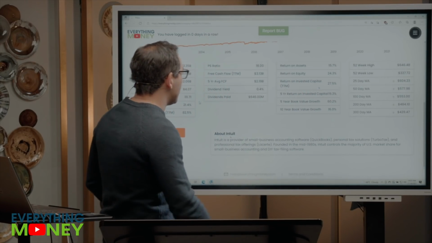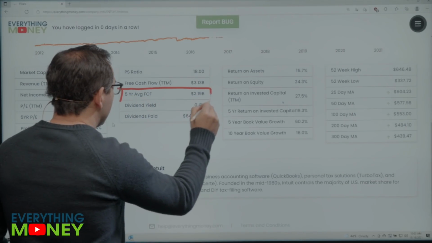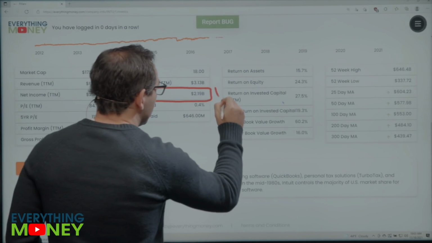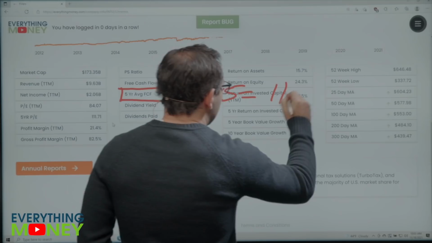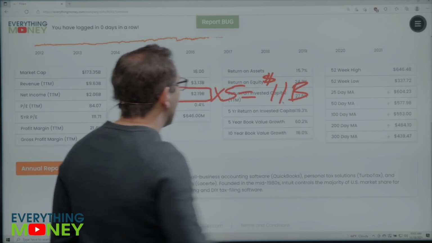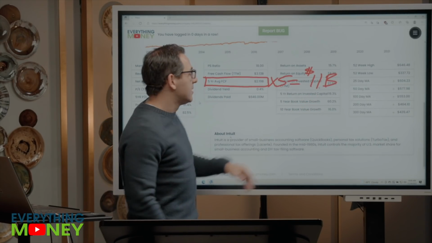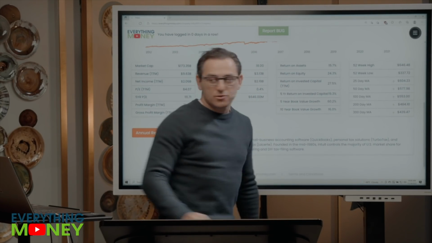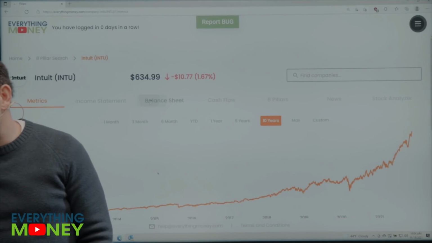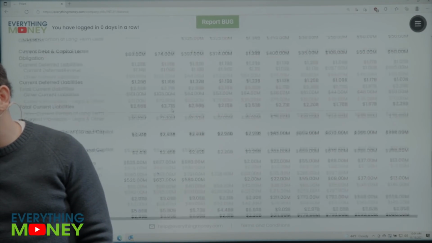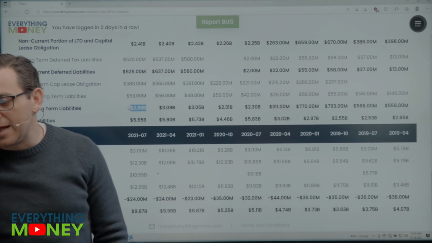So what do we do? We go back to the main page. We go to the 5-year average free cash flow, 2.2 billion. We multiply it by 5. That's $11 billion. We want their long-term liabilities to be under $11 billion. Okay, so we go to the balance sheet, scroll up to the top here, go to the balance sheet, scroll to the bottom, $3 billion.